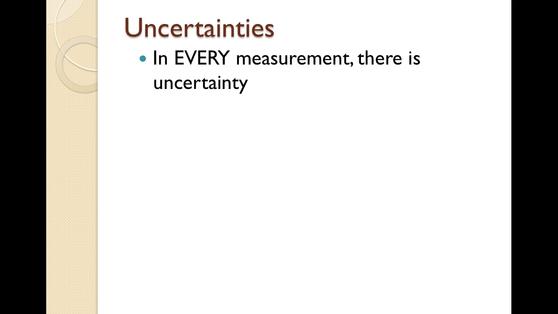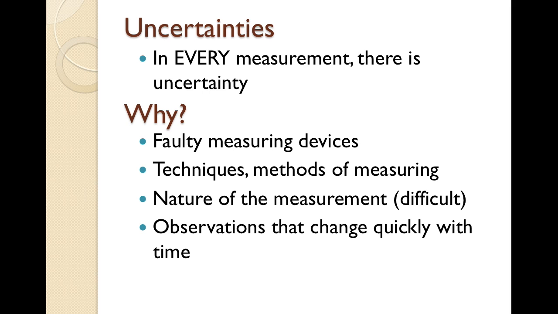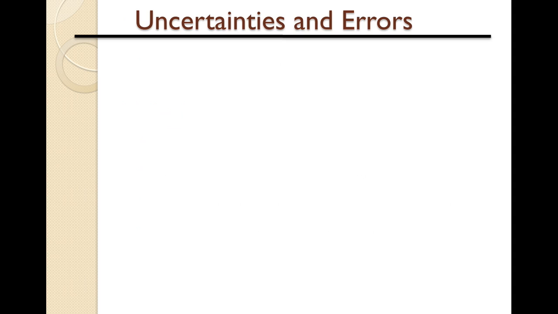Now, uncertainties happen in every measurement. There will never be a time where it is absolutely perfect. And the reason why is that we could have measuring devices that are faulty, our techniques themselves are inconsistent or faulty. The nature of the measurement itself might be difficult, such as observations that change quickly with time, or possibly just human error. So there will always be uncertainties in every measurement.